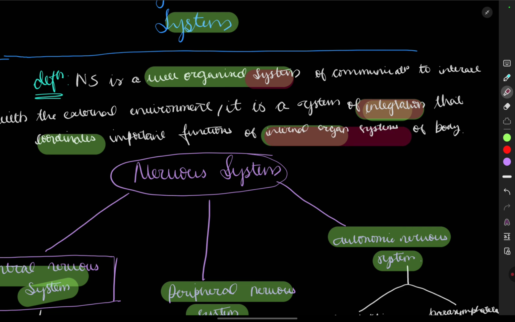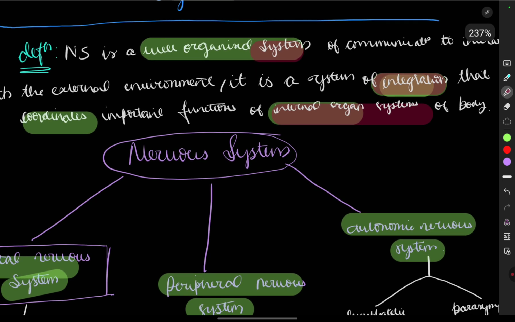As we all know, all the organ systems are interlinked. A change in one organ can also cause changes in another organ. For example, cardiac output is related to the GFR, the blood flow to the kidneys, and it is related to other organ systems as well. So the nervous system is an organized system that relates the internal environment with the external environment to maintain and regulate the body functions, and it is a system of integration that coordinates.